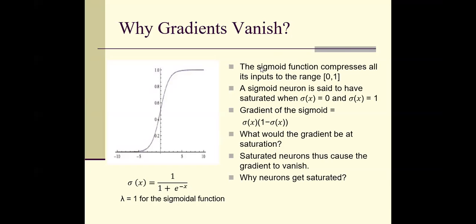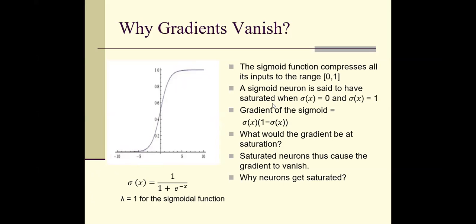These are the properties of the sigmoidal function. The sigmoidal function compresses all its inputs to range between 0 and 1. A sigmoidal neuron is said to have saturated when sigma x is 0 or sigma x is 1. On these two ends, this is one extreme and this is the other extreme. Here sigma x value is 0 and here sigma x value is 1. This is known as the saturation condition because output cannot go beyond 1 and similarly it cannot go below 0. This state is known as the saturated state.